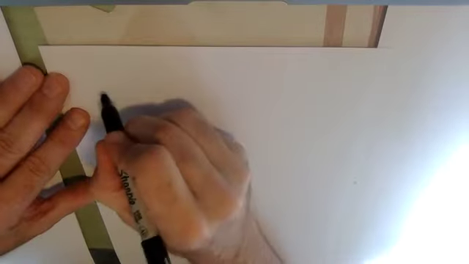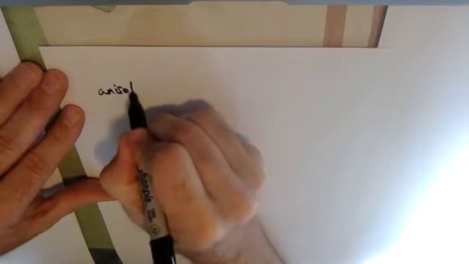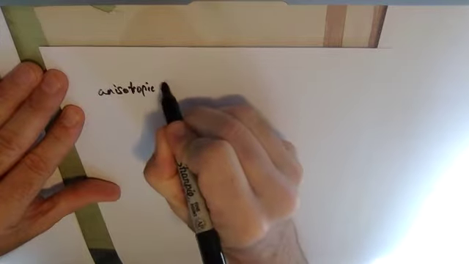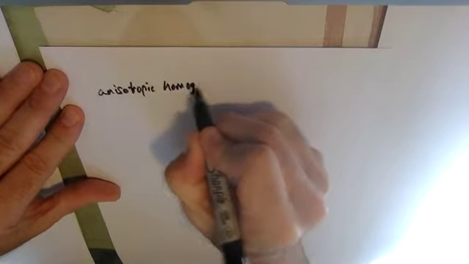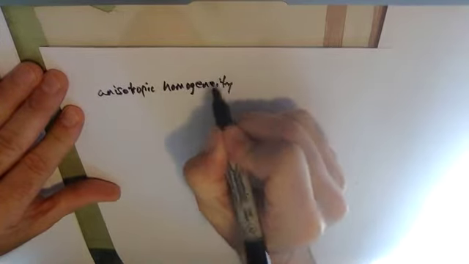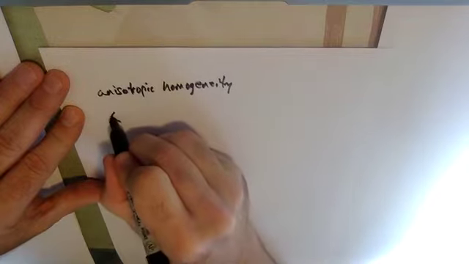And then, of course, you can imagine, get another piece of paper. You can imagine something where you have anisotropic homogeneity, which would be something like this.